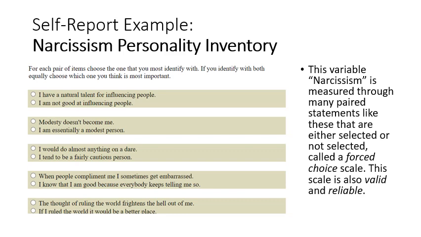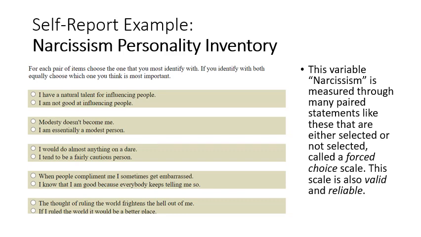Then we have a narcissism personality inventory. It's a little different. It's what we call a forced choice scale, because a person has pairs of statements and they have to choose one. For example, the first pair: I have a natural talent for influencing people, versus I am not good at influencing people. Or the next pair: modesty doesn't become me, or I am essentially a modest person.